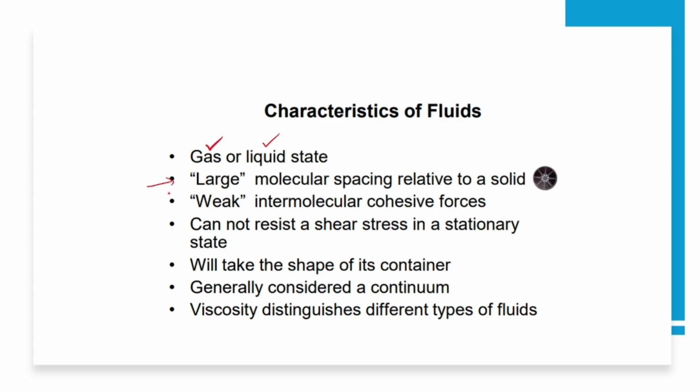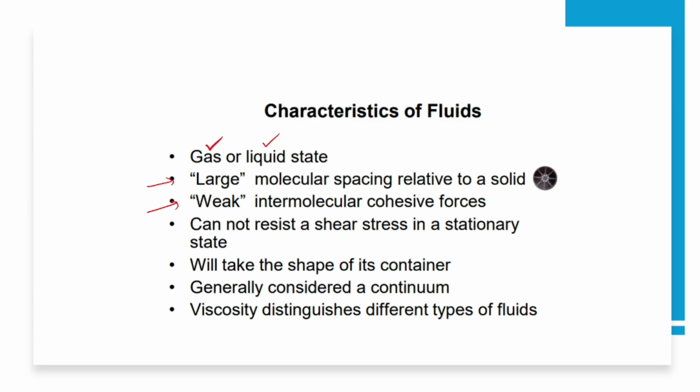There is a large molecular spacing relative to a solid, because in a solid, at the molecular level, the atoms are so closely packed. In the case of a fluid, they are quite far apart compared with the solid. So in a fluid there is a weak intermolecular cohesive force. Can you relate? Because of these weak intermolecular cohesive forces, or van der Waals forces, when we apply a shear force it starts flowing, or continuously deforming, right?